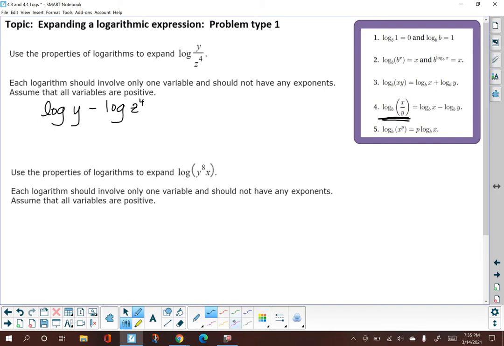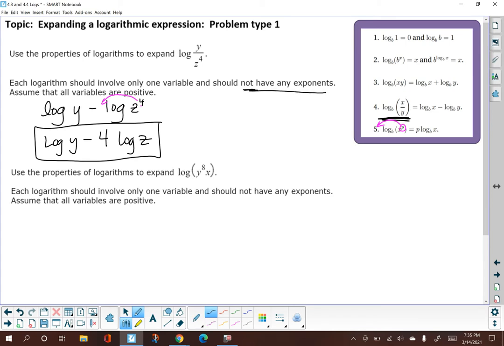And so now that we've applied that property, we've got a power here, so we can apply this power rule and bring that power down. So this would be the log of y minus 4 log z, and that would be your final answer. We have no exponents, and we have only one variable in each log.